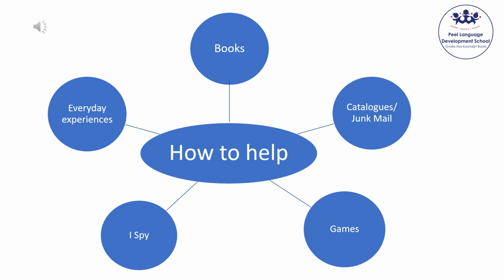I Spy is another game. You don't have to play it based on a letter or a sound, but you can also play it based on a feature. For example, I spy something that is red. I spy something that is cold, round or big. That's lots of opportunities to expand our vocabularies.